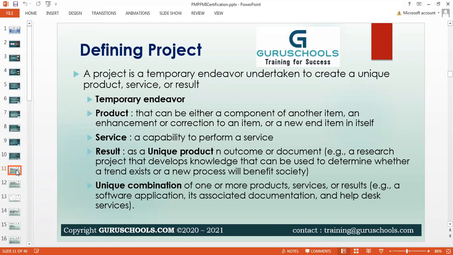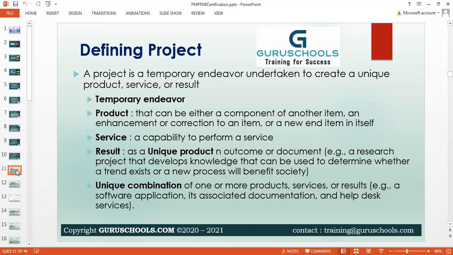Endeavor is basically whatever you try to do. We refer to it as काम in Hindi, right? एक छोटा काम करना है मेरे को. So एक काम is a project. One work, or rather one unit of work or a group of unit works, is a project. Then, undertaken to create a unique product. Why unique? Because whenever you think of manufacturing, you try to replicate the product, but in a project we try to create a unique product. So each time you're trying to create a unique product, service, or result, then it's a project. Otherwise it's manufacturing.